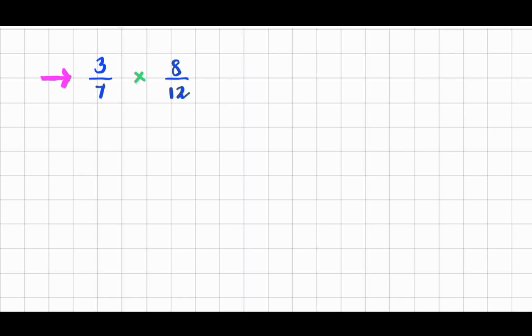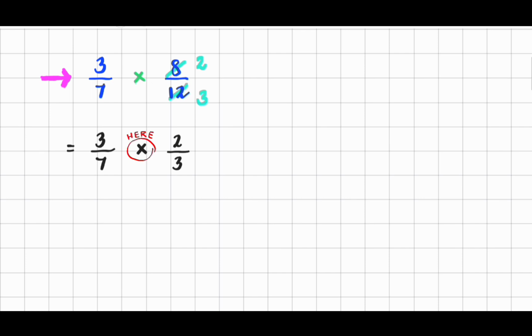Well, now let's multiply these two rational numbers. 3 over 7 times 8 over 12. 3 over 7 is already in the standard form, but 8 over 12 is not in the standard form. So we can simplify it by cancelling its top numerator and the bottom denominator by the common factor 4. By doing so, we get 2 over 3.